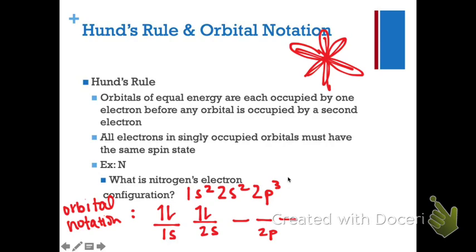Our next energy level is 2p, and it says we have 3 electrons in the 2p orbitals. Can we fill them like this? No. What does it say? You have to make sure they each need to be occupied by 1 before we occupy any orbital with a second. So we go 1, 2, 3. Wait, is that not what you said? You said orbitals of equal energy are each occupied by 1 electron before we add a second.